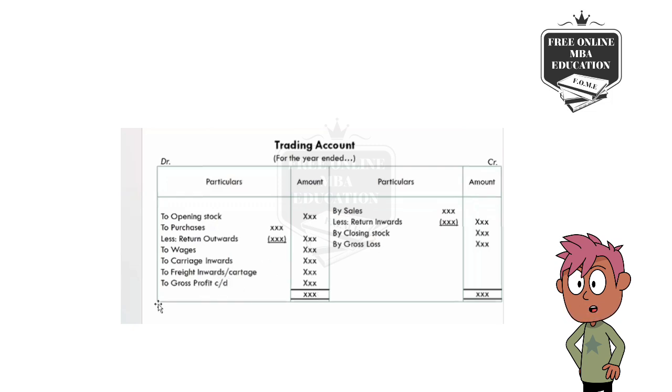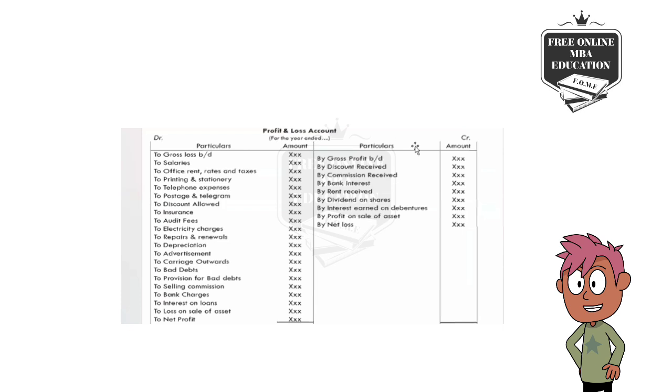When we carry down gross profit here, from the debit side of gross profit carried down, we put it to the credit side as gross profit brought down. So all the incomes would always appear at the credit side. Profit is our income. That means we are going to receive that. Loss is our expenditure, so it will appear at the debit side.